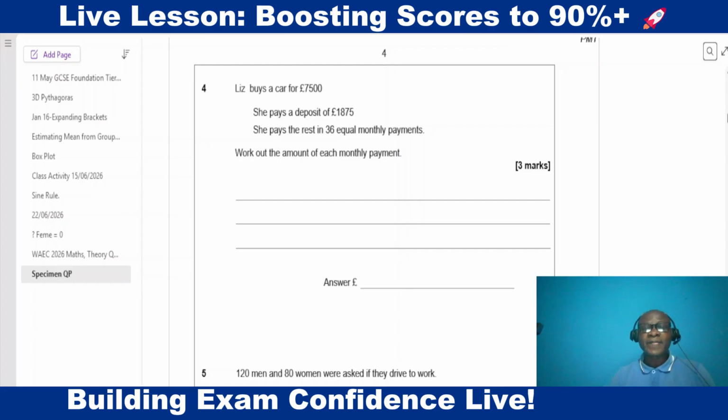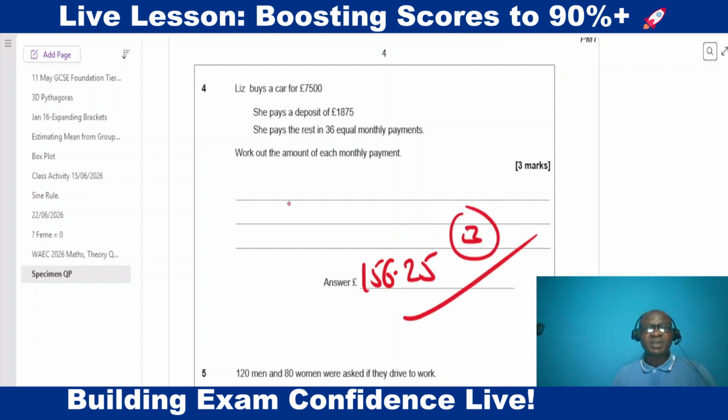I got £156.25. Mark it correct. 3 marks. It is correct because if you subtract these two, a quick check on it, but it's correct. So if you do 7,500 minus the deposit, which is 1,875.